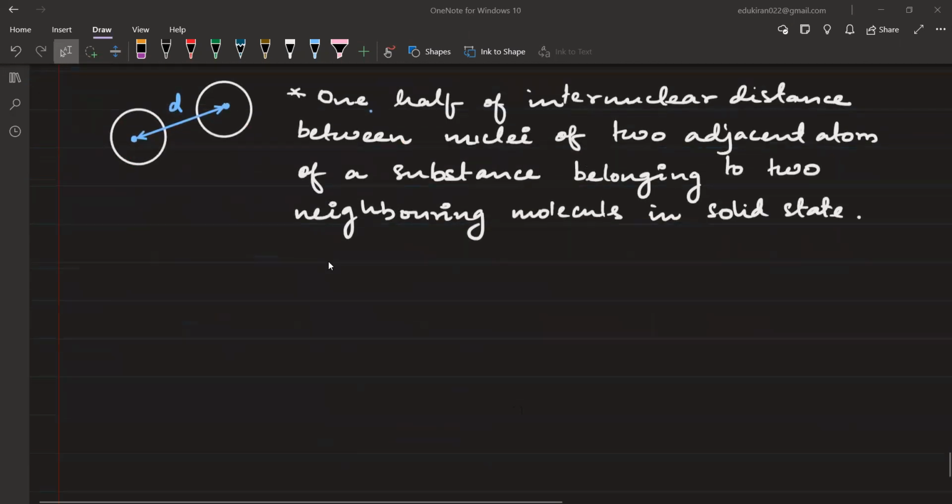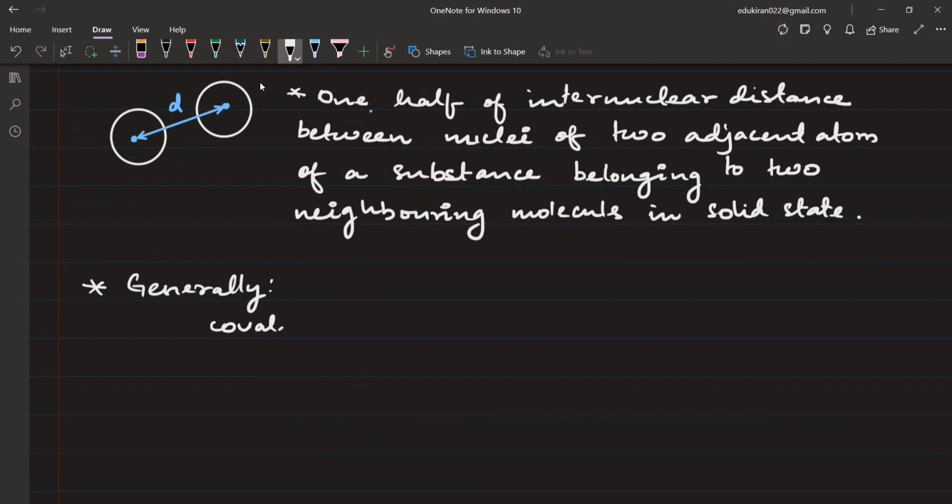Right, next. Generally speaking, if we take something which is a covalent molecule, also has metallic property, and we can also measure its van der Waals radius, then usually we see that the covalent radius is smallest, followed by metallic, followed by van der Waals.